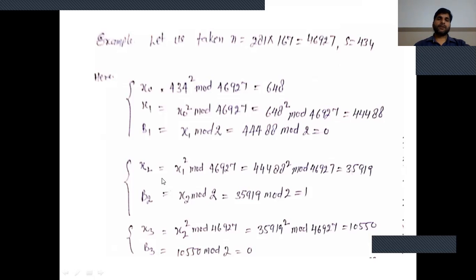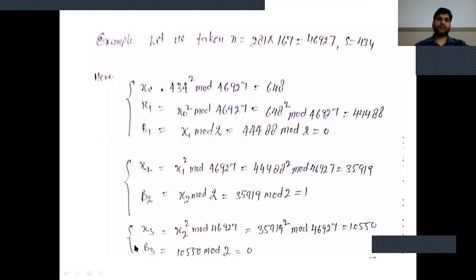Next, solve the value of x2 by using the input value x1 square mod 46927. x1 square equal to 44488 square mod 46927. Store the remainder and solve the value of b2 equal to x2 mod 2. The value of x2 equal to 35919 mod 2 equal to remainder 1.